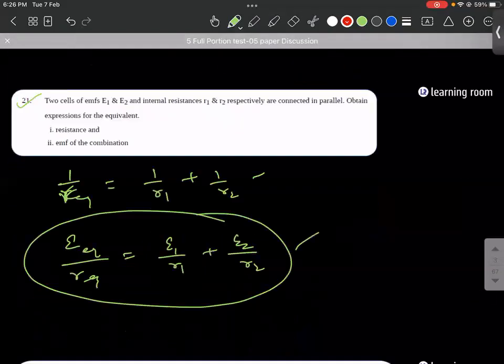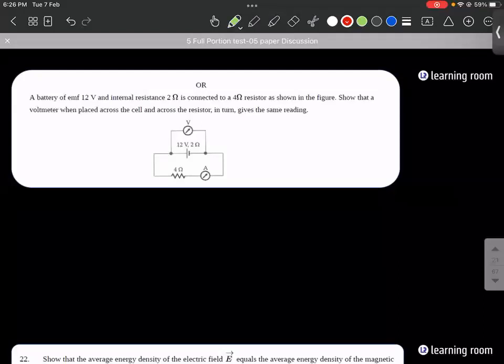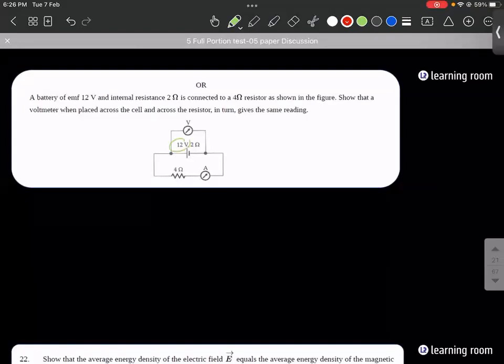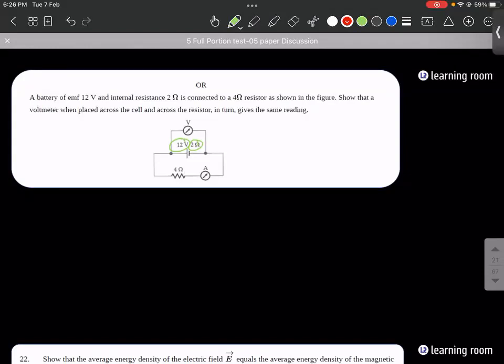We discussed that. The battery of EMF 12 volt and internal resistance 2 ohm is connected to a 4 ohm resistor as shown in the figure. Show that the voltmeter when placed across the cell and across the resistor in turn gives the same reading. Tell me the answer. What are they saying?